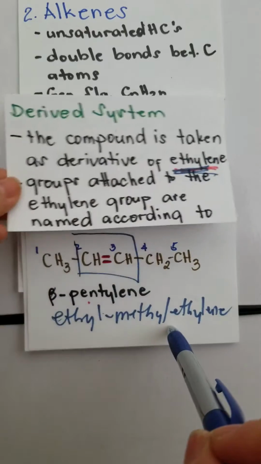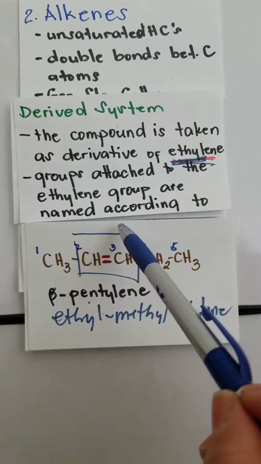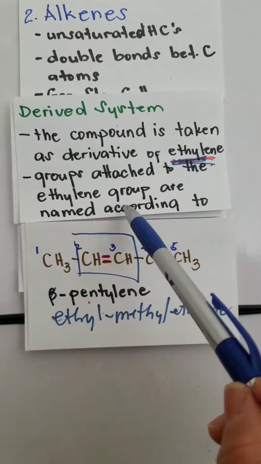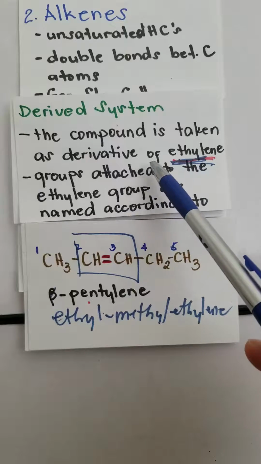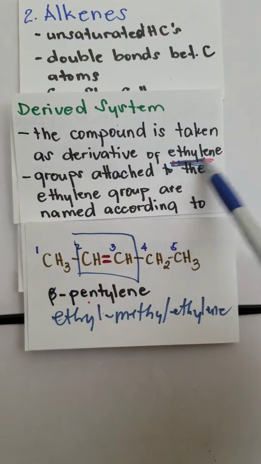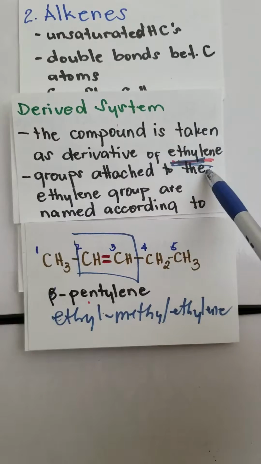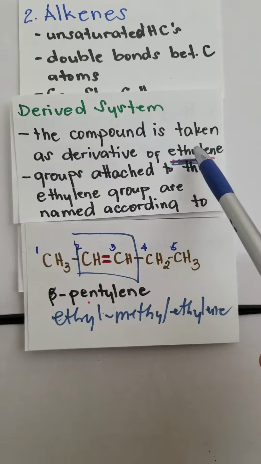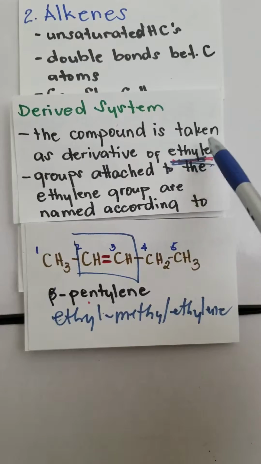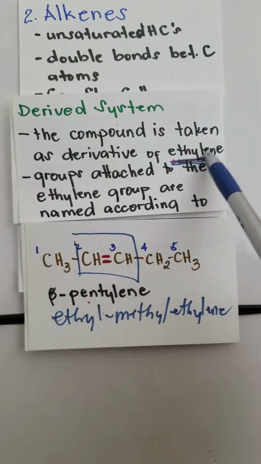Alright, this is for the second part, the derived system of nomenclature. What are the rules of the derived system of nomenclature for naming alkene hydrocarbon compounds? The first rule is that the compound is taken as a derivative of ethylene. So the name of our mother chain always bears the suffix of the word ethylene for the name of our alkene hydrocarbon compounds. If we are asked to name a structure under the derived system of nomenclature for an alkene, an unsaturated hydrocarbon compound, always use the suffix ethylene. Derived alkene, suffix is ethylene. Okay, that's the first rule.